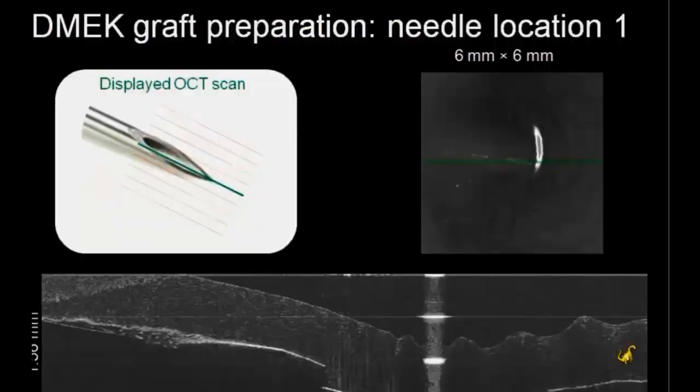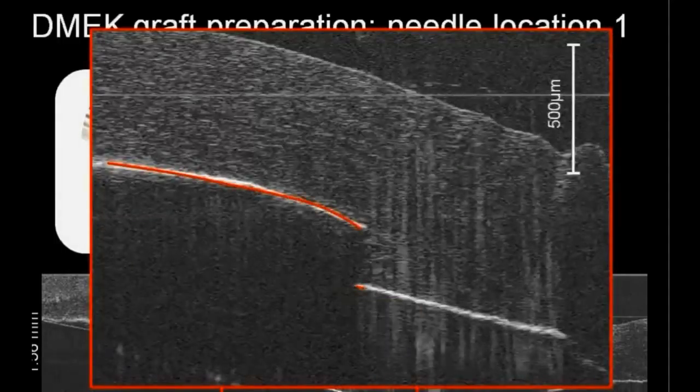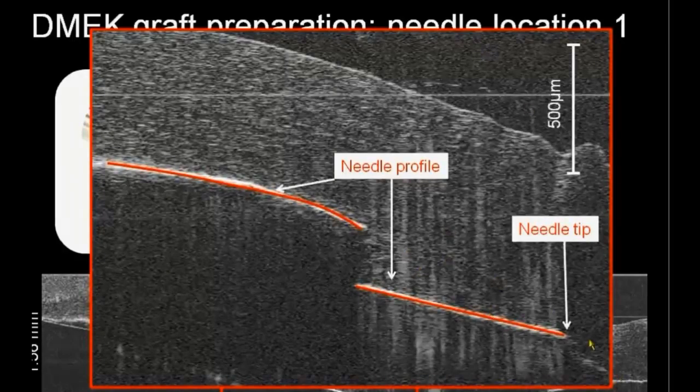So here is our first attempt. Here you can see that the needle is visualized here. Here we have the needle profile and the needle tip. So again, it's a beveled needle, and here you can imagine the bevel and the tip of the needle. So remember, now the endothelial cell layer is here, and we're still quite far.